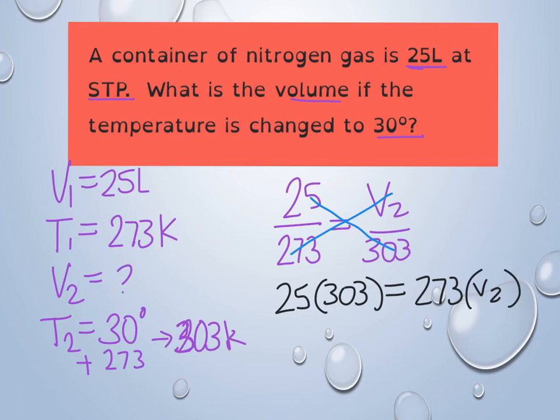Okay, and you will multiply this side, and you will then divide by this number. And so when you do that, you get an end answer of V2 is 27.7 liters. Now, if you were rounding to sig figs, you would go ahead and call that 28 liters.